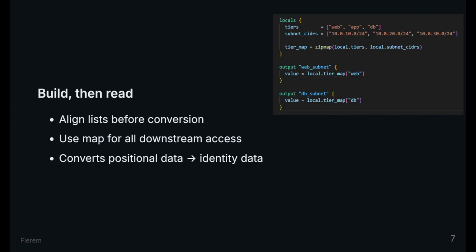Official docs define what zipmap returns, but the missing information gain is why it matters operationally. It is not just a map constructor. It is a boundary where positional data becomes identity data.